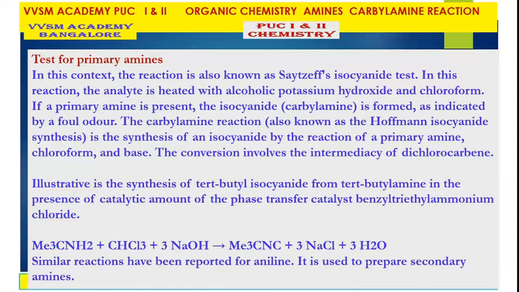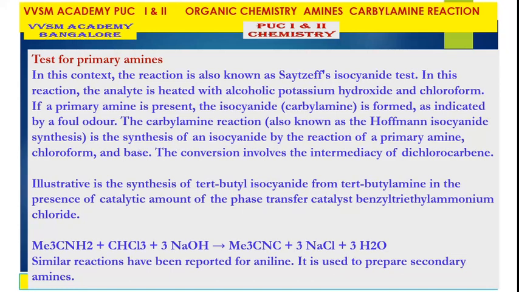In this context, the reaction is also known as the isocyanide test. In this reaction, the analyte is heated with alcoholic potassium hydroxide and chloroform. If a primary amine is present, the isocyanide, carbylamine, is formed, as indicated by the foul odor.